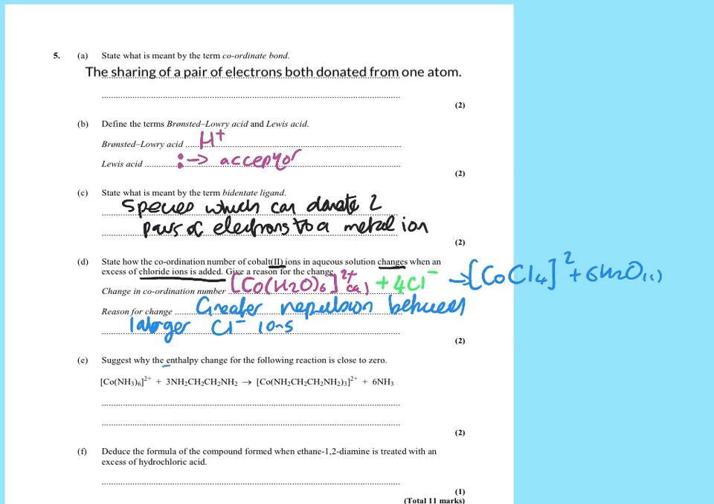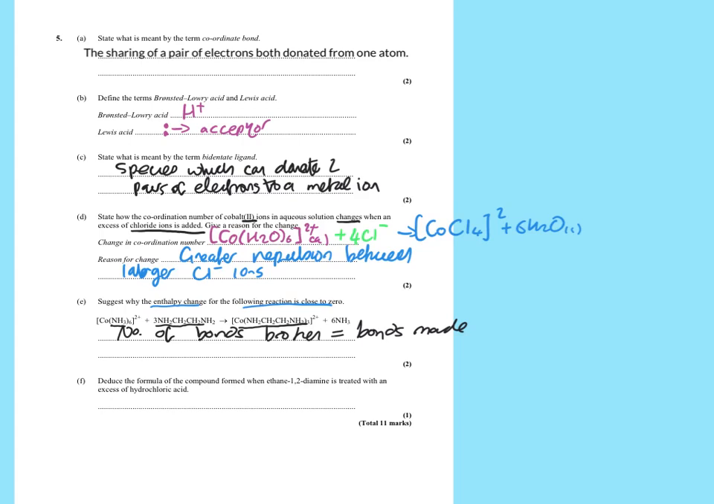Suggest why the enthalpy change for the following reaction is close to 0. Remember, enthalpy change is the sum of the bonds broken minus the sum of the bonds made. So the type of bonds broken equals the bonds made. Here we have broken 6 coordinate bonds and we've formed 6 coordinate bonds, even though these are bidentate ligands.